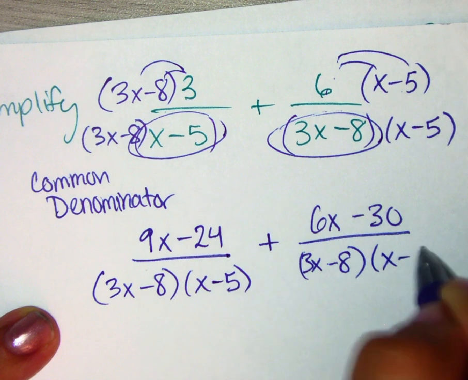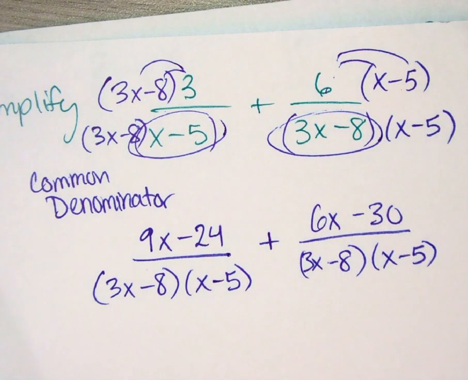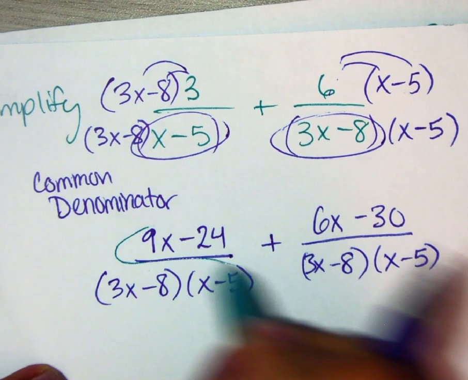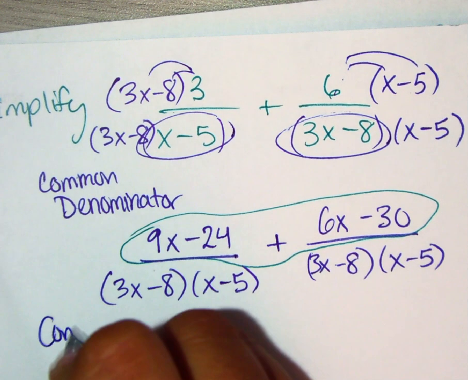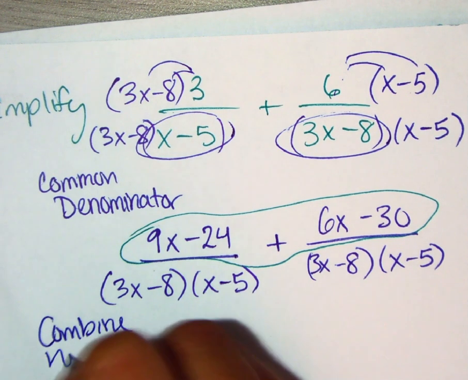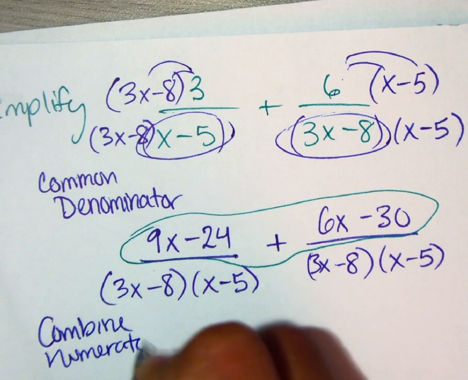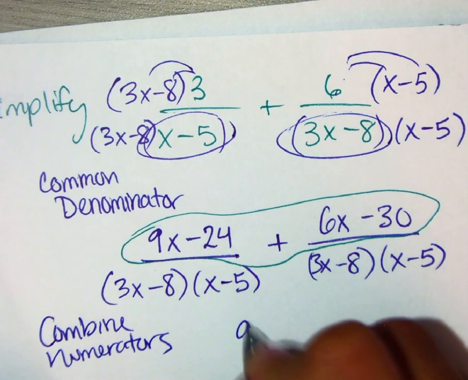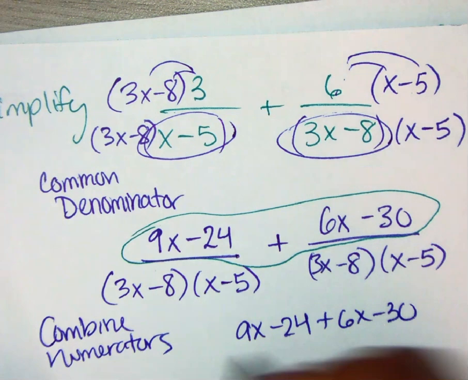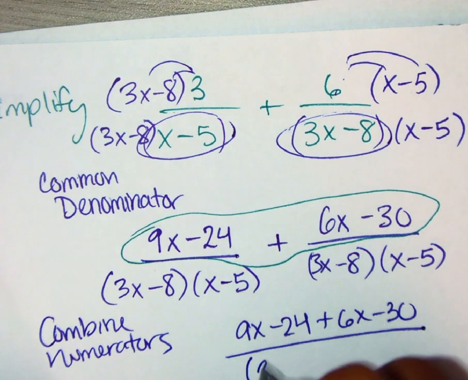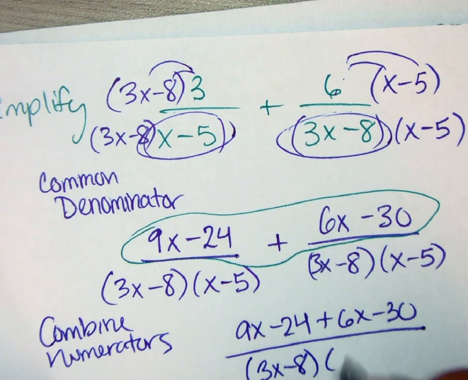When your denominators are the same, you want to just look at your numerators and combine those. So combine the numerators. And you're going to have 9x minus 24 plus 6x minus 30 all together over 3x minus 8 times x minus 5.